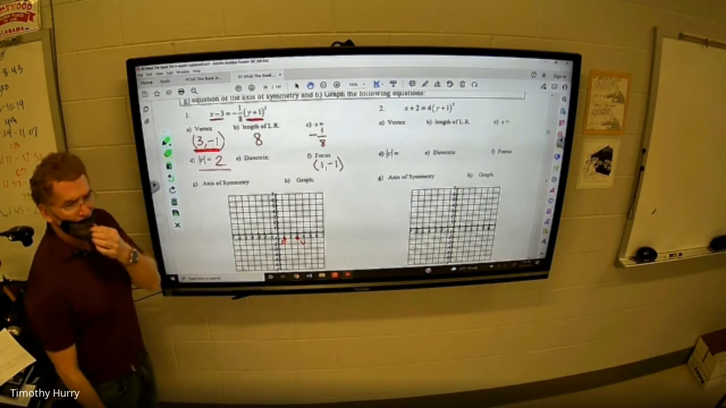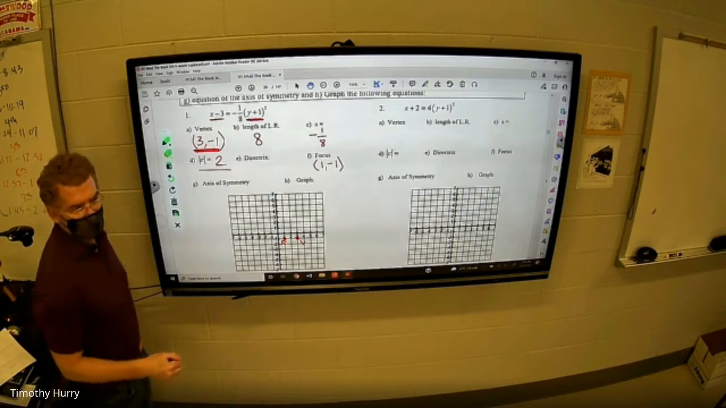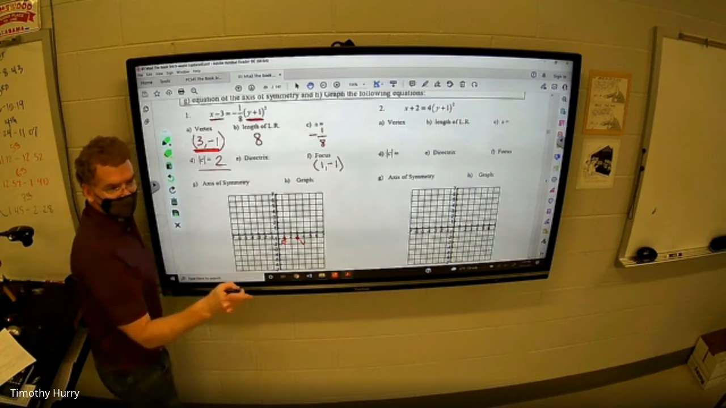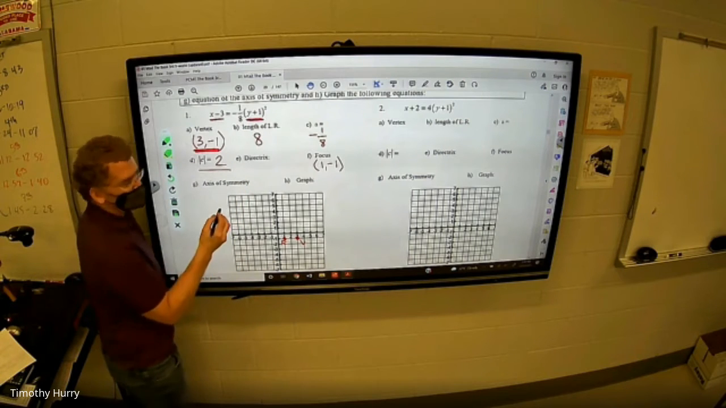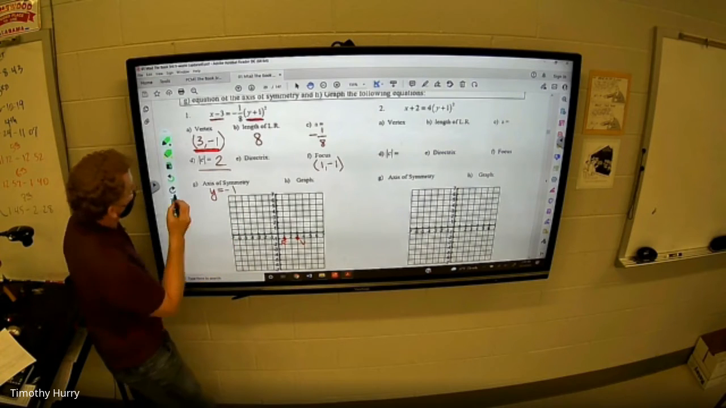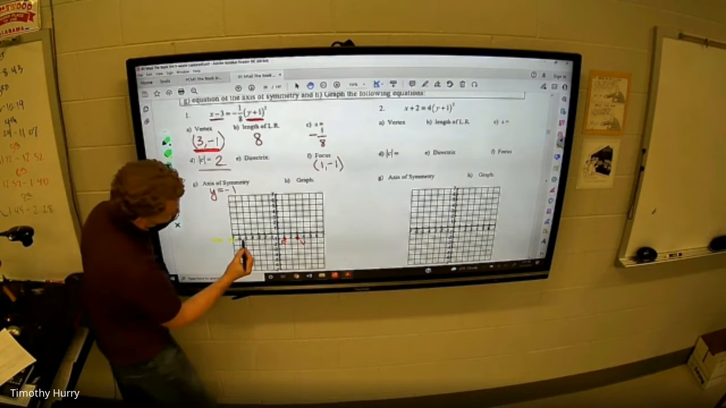And then what's your axis of symmetry? What trick did I teach you last time? You just take whatever's squared, set it equal to 0 and solve. Don't write -1, write Y equals -1 because that axis of symmetry, remember, right? It is running right through there.